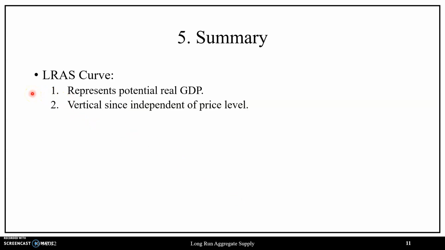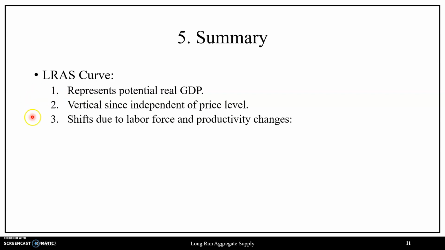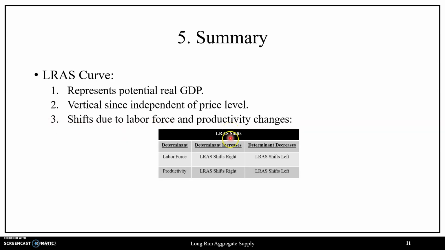So then, summarizing what we have found out about the long-run aggregate supply curve, in the AD-AS model, it represents potential real GDP, and it is vertical given that it is independent of the price level, and it will shift due to changes in the labor force of an economy or due to changes in labor productivity of the economy, where if there's an increase in either of these determinants, this will correspond to a rightward shift in the long-run aggregate supply curve due to an increase in potential real GDP.